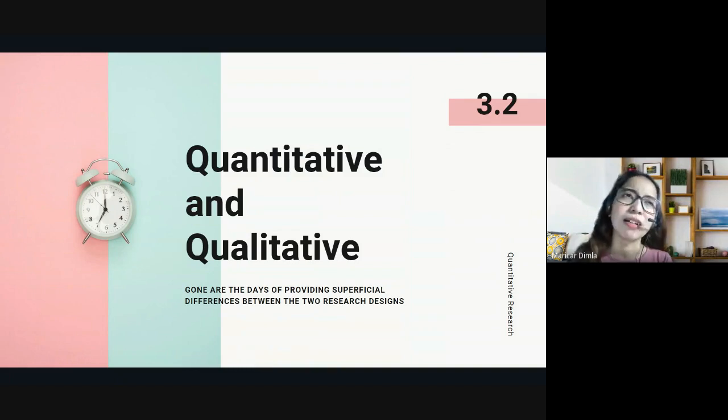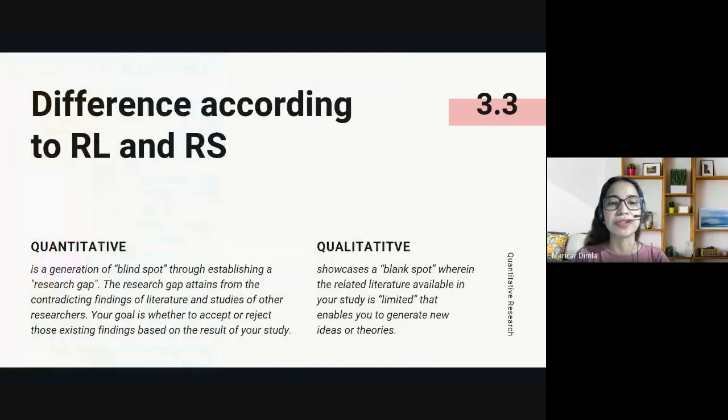Okay? Alright. So, hindi natin sasabihin na quantitative deals with numerical data and qualitative is the exact opposite, wherein it highlights or studies the non-numerical data. Diba? Tapos na yun. You are in grade 12, so you need to have a deeper perception about it. Okay? Let's have this first. The difference according to RLNRS.